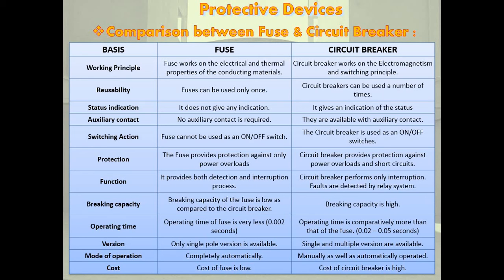Version. Only single pole version is available in fuse, while single and multiple versions are available in circuit breaker. Mode of operation. A fuse operates completely automatically, while a circuit breaker is operated manually as well as automatically. And cost. Fuse cost is very low, while circuit breaker cost is high. Okay, so the fuse and circuit breaker difference is very important in protective devices.